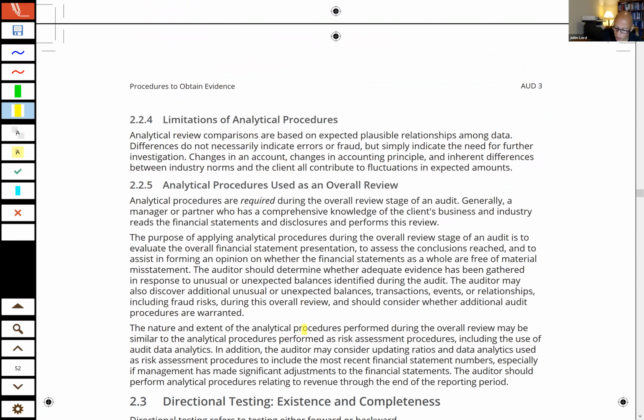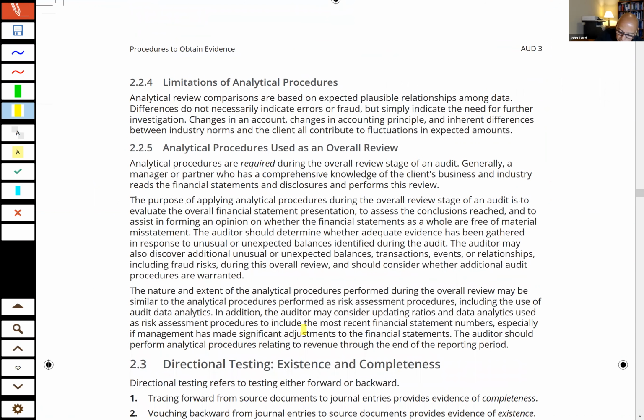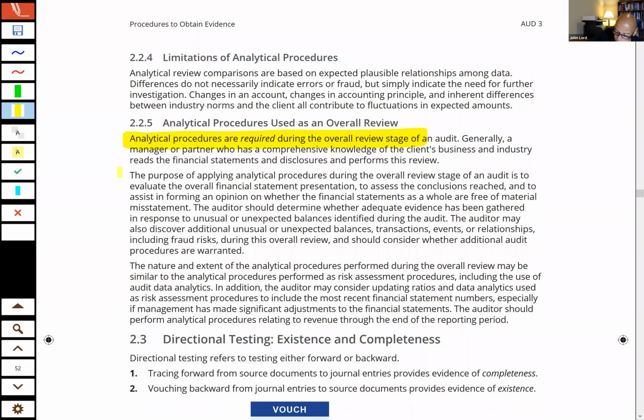Okay, good. Now you come over and as we've said, analytical procedures, and I asked you to flashcard that table, are required in the overall review stage of the audit. And the purpose of doing this at the end of the engagement is to evaluate the overall financial statement presentation, to assess conclusions reached, and to assist in, of course, forming the opinion on whether the financial statements are materially misstated. So you can flashcard that.